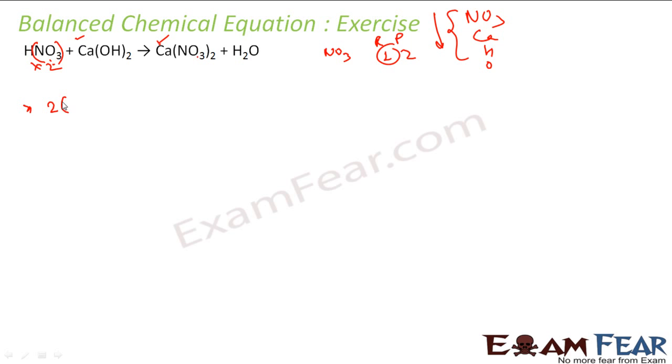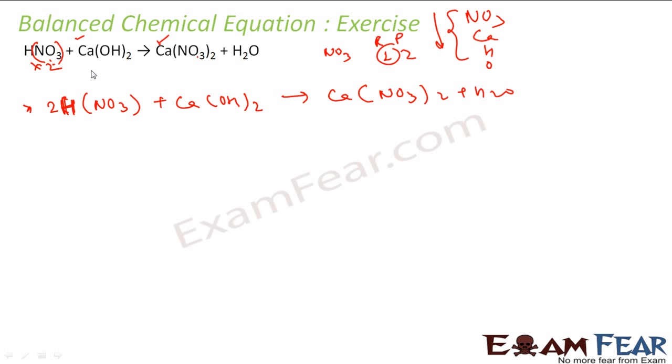So what you get is 2 HNO3 plus Ca(OH)2 is equal to Ca(NO3)2 plus H2. Please note here OH was also one polyatomic thing, but OH is not on both sides. It's only in the reactant, so we didn't take OH, right? But NO3 is also a polyatomic thing. It is there in reactant and product both, so we took NO3. Hope you understand this, that a polyatomic thing has to be there on both sides to take it as a unit. So we got this equation.